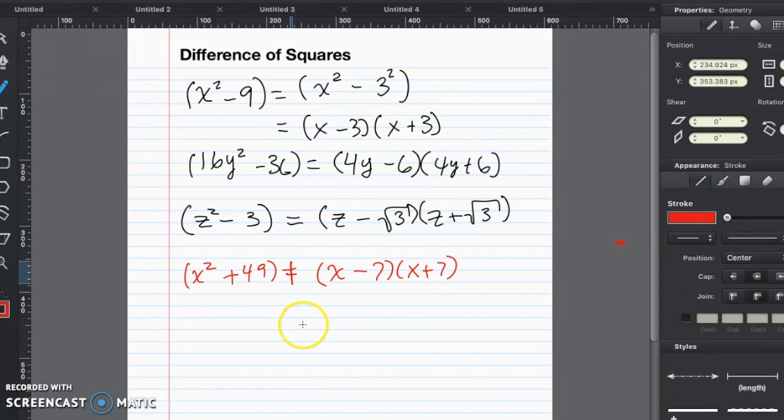Also, while we're at it, to clear up some other misconceptions, show me this one as well. I get students telling me that this is equal to x plus 7 squared, or x plus 7 times x plus 7.